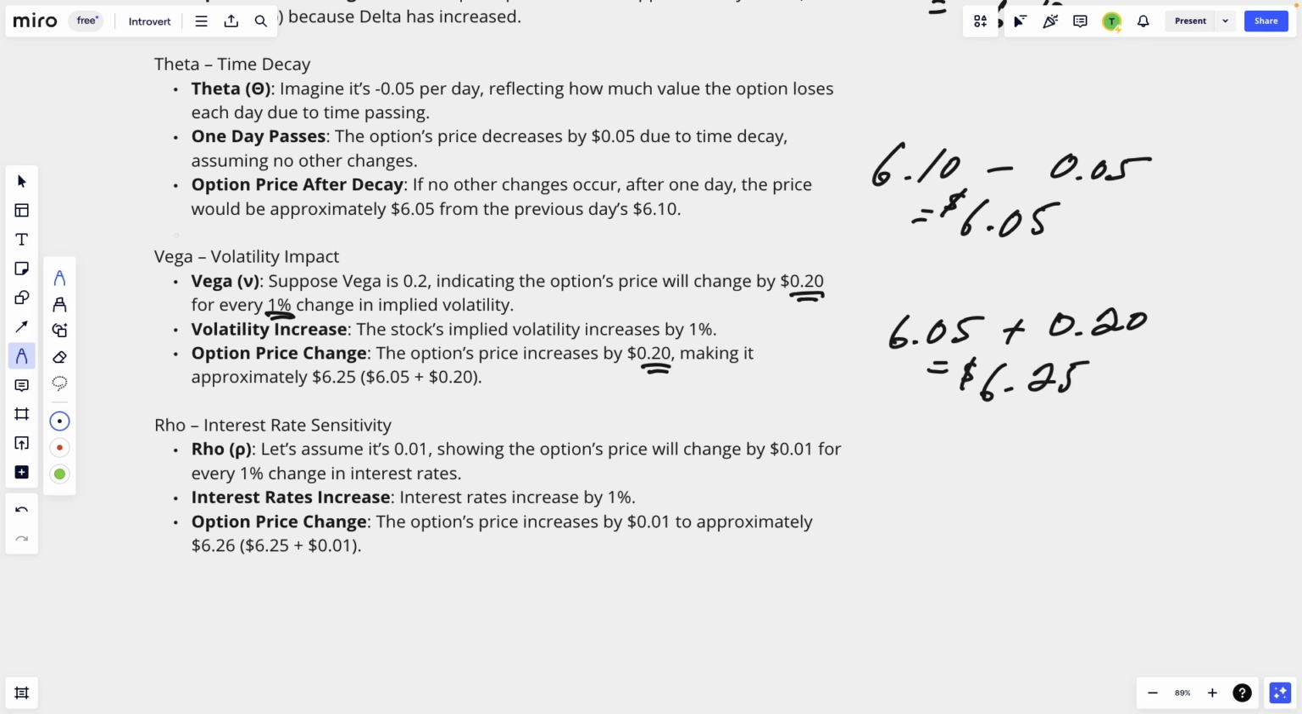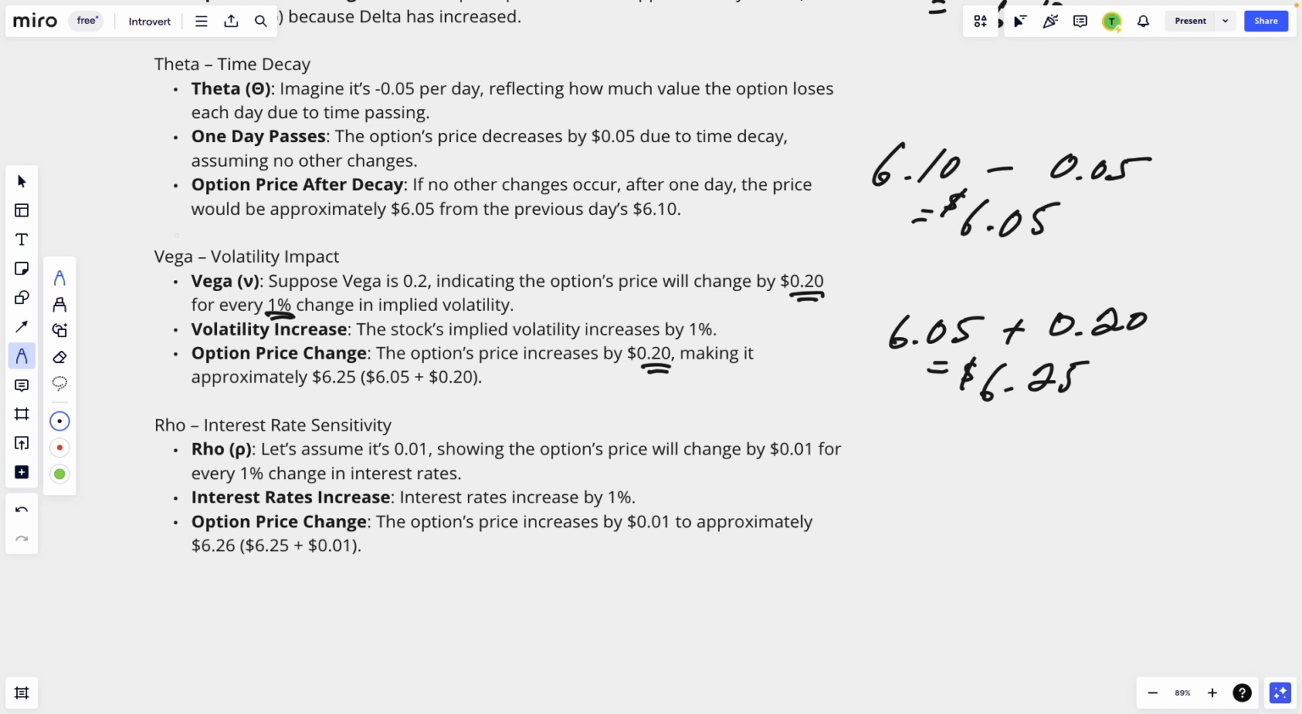And if we think about that, as the volatility increases, the price of options tends to increase. There's more probability that the stock price is going to go even higher into the money, or it's going to increase in value even more. There's more value in that option. Therefore, that's reflected in the price of the option.